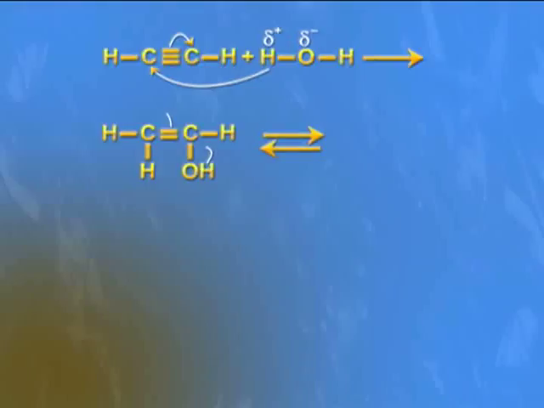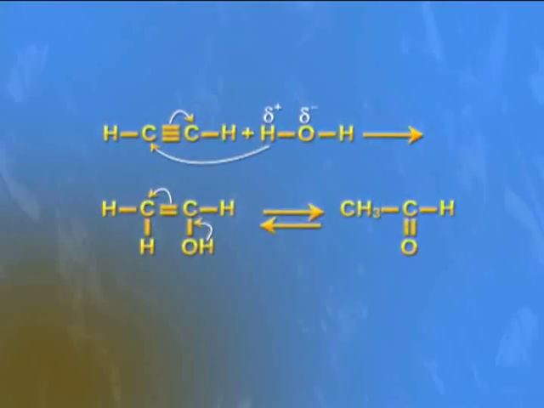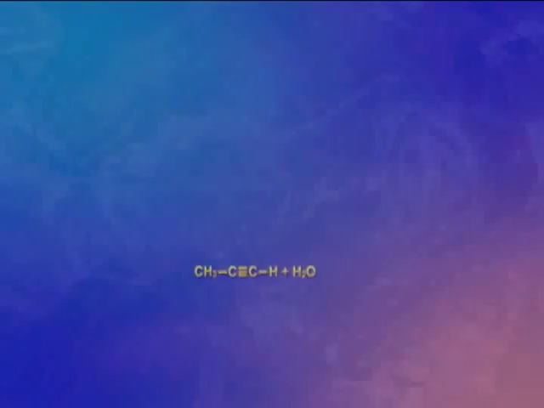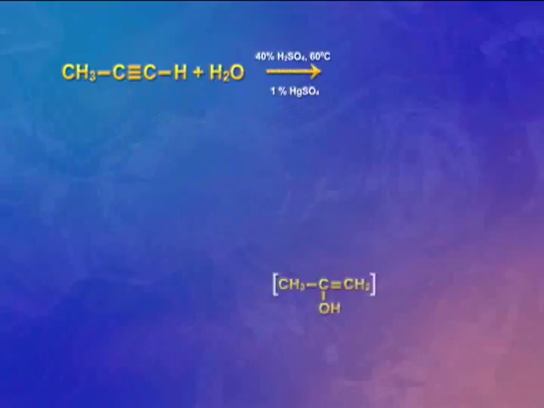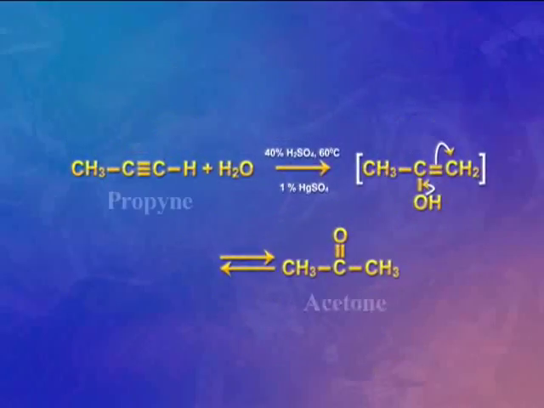From water, H plus ion acts as electrophile and it attaches to the multiple bond of acetylene. Later, the O minus ion nucleophile attaches. Consequently, a less stable enol structure forms, which on tautomerization yields acetaldehyde. When we use propene instead of ethylene in the same reaction, then acetone is obtained.